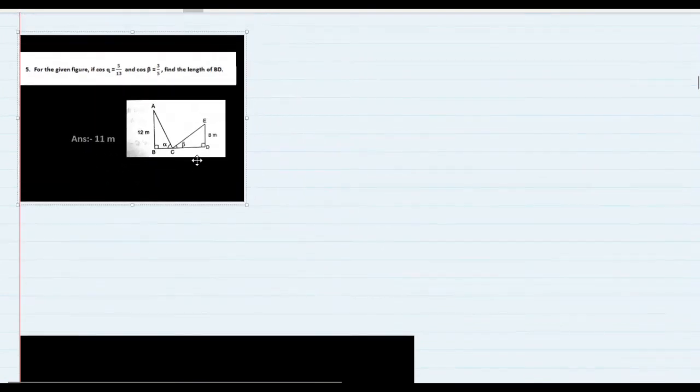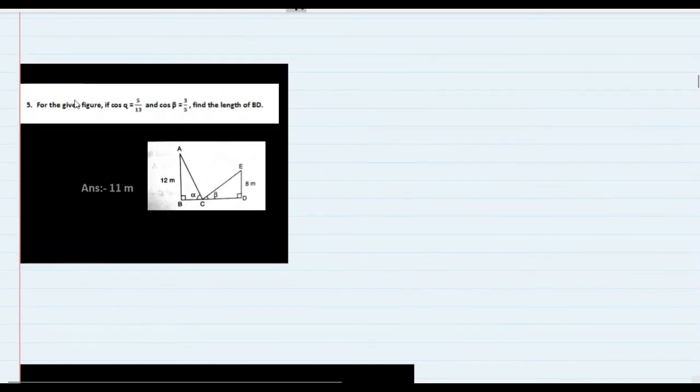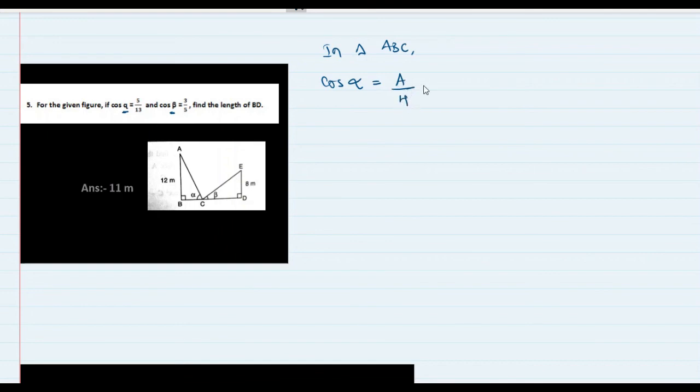Well, we have got two right angle triangles over here. For the given figure, cos alpha is 5 by 13 and cos beta is 3 by 5. This is alpha, this is beta. Find the length of BD. Very easy. So in triangle ABC, cos of alpha is adjacent upon hypotenuse, and adjacent of alpha is BC upon hypotenuse AC. So BC by AC is equal to 5 by 13.